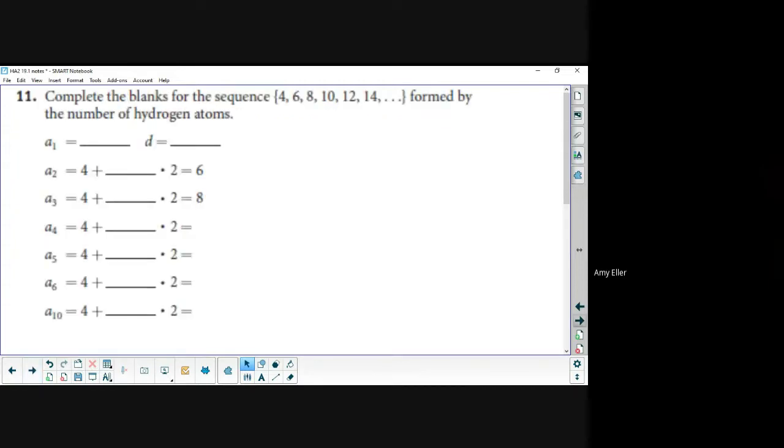So let's come up with how we write better formulas that don't require the term before it. Let's look at this pattern in number 11. We have the sequence 4, 6, 8, 10, 12, 14. A sub 1, or the first term, fill in is 4. Our common difference, plus 2, plus 2, plus 2, so our common difference is 2. Now, if I want the second term, I take the first term and I add this difference how many times? I just want the next term, so I just add it one time.